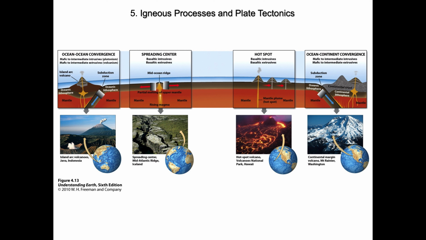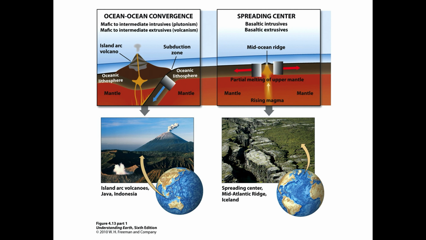When we talk about igneous processes and plate tectonics, we can divide these up into four major categories. We have ocean-ocean convergence exhibited in island arcs, like those of Indonesia, spreading centers, like that exhibited in Iceland, near the Thingvellir in southeastern Iceland, hotspot volcanism, such as that which produces the islands of Hawaii, and ocean-continent convergence, where we have the buildup of mountains like the Cascades in the US, the Andes in South America, and so on.